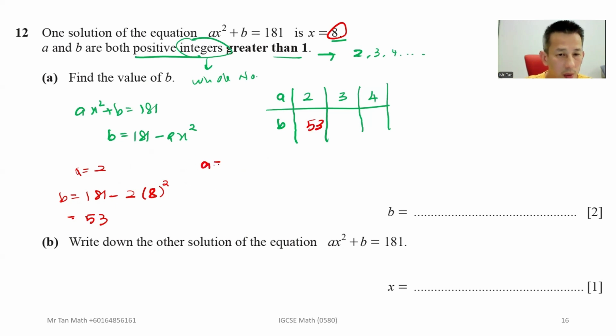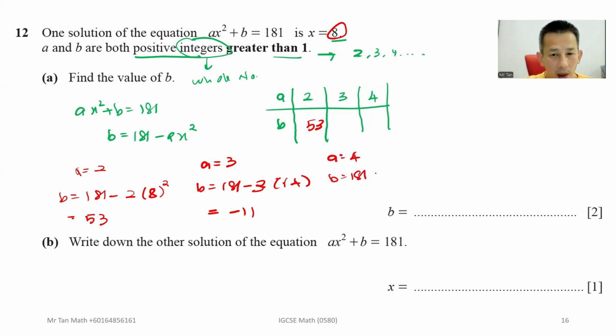If a equal to 3, b should equal 181 minus 3 times 64, since 8 squared is 64. You calculate, it should get negative 11. If a equal to 4, b should equal 181 minus 4 times 64. You should get negative 75.